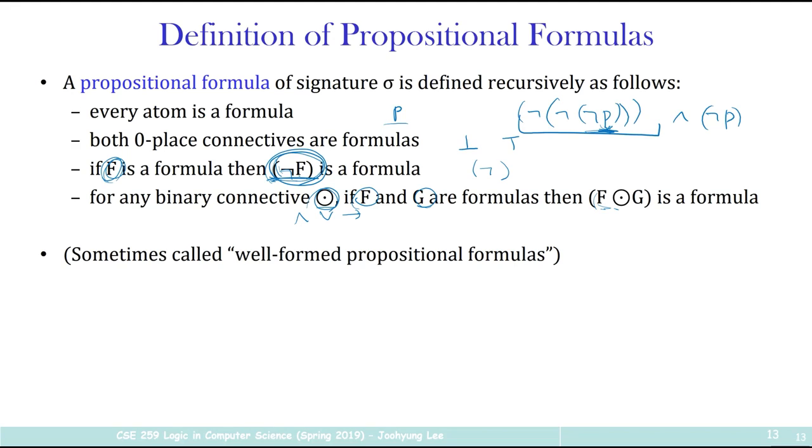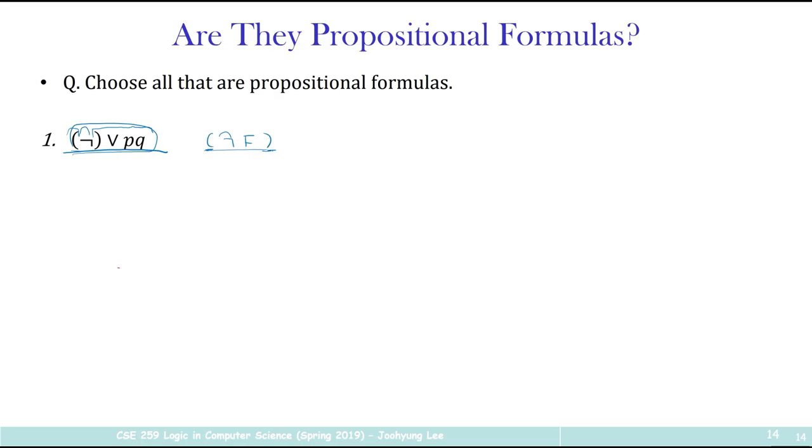For the 3rd case, for this to be a formula, you have to start with an open parenthesis and end with a closing parenthesis. But this string doesn't have a closing parenthesis, so it cannot be generated by the third rule. The same goes for the fourth rule, because it also starts with an open parenthesis and ends with a closing parenthesis. So this is a very simple proof of why this string cannot be a formula. There is no way to apply these rules to say that this is a formula.